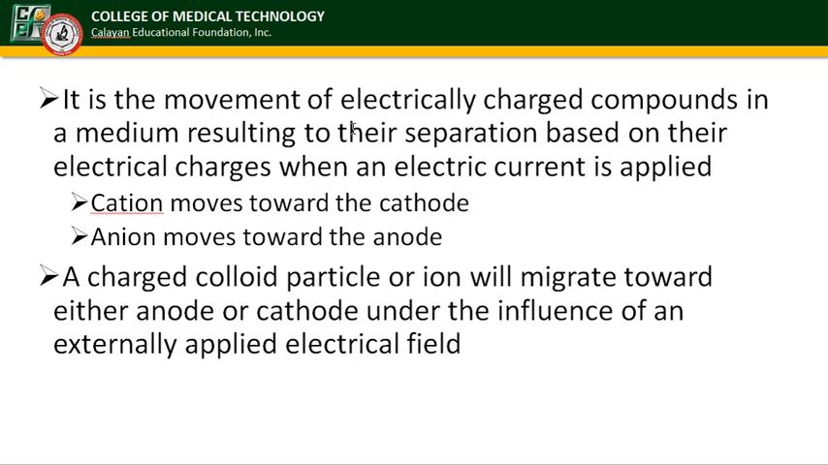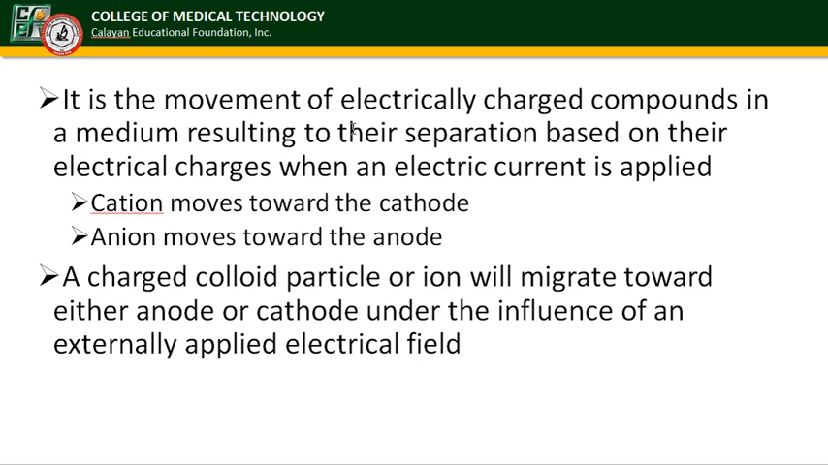It is the movement of electrically charged compounds in a medium resulting to the separation based on their electrical charges when an electric current is applied. So kapag nilagyan natin ng electricity or kuryente, yun yung ating magsaserve na pampagalaw ng ating samples. So cations move toward the cathode, anions move toward the anode. So cations have positive charge, anions have negative, and they move toward their respective electrodes. So kung saan siya naka-charge, dun siya pupunta.